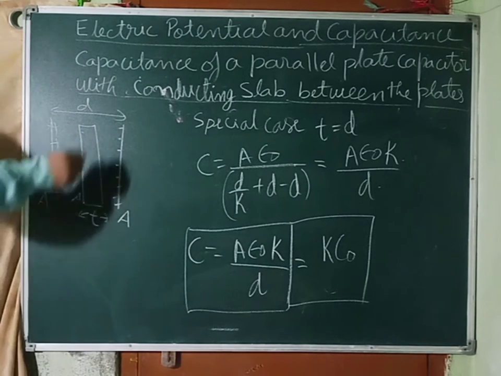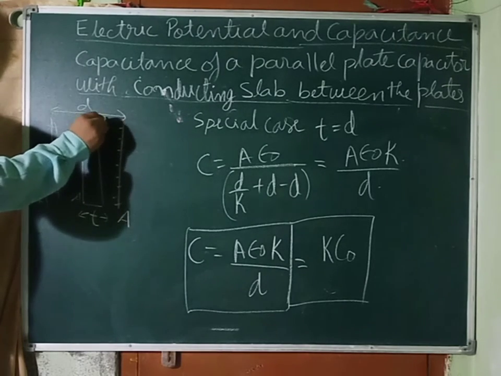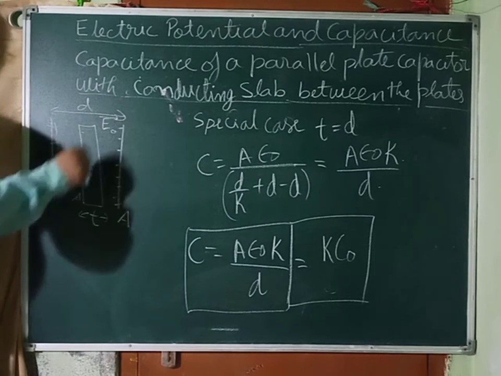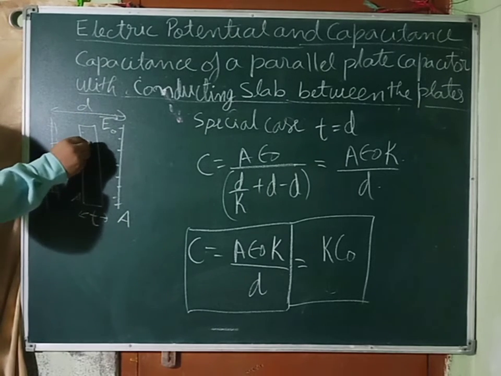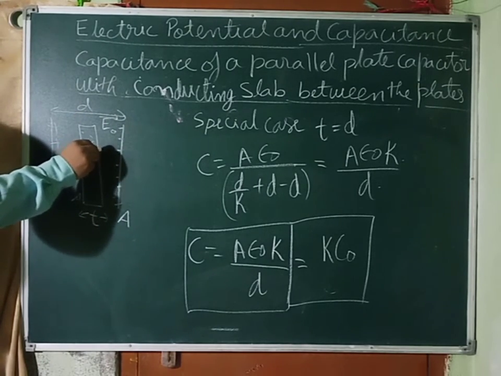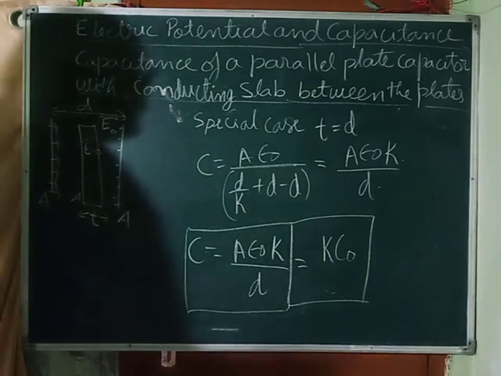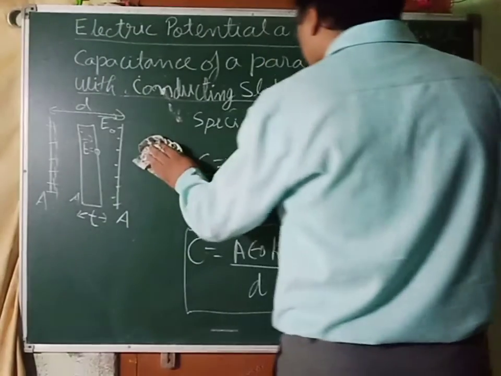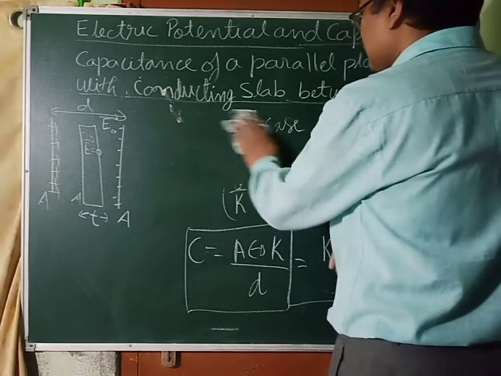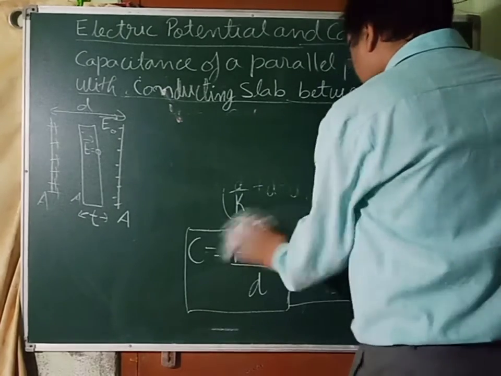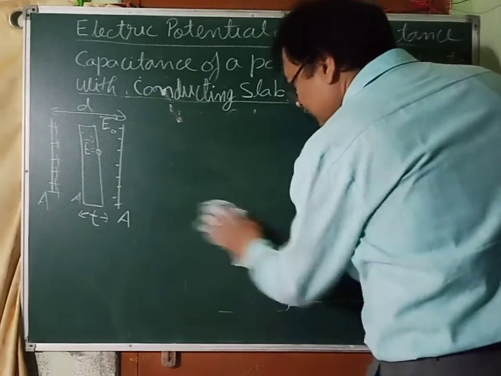Electric field here in free space is E naught. What about the electric field inside this? It is 0, because we know that the electric field inside a conductor is 0. Now we want to find out the capacitance of this capacitor. For that we have to find out the potential. I hope you have understood the diagram.